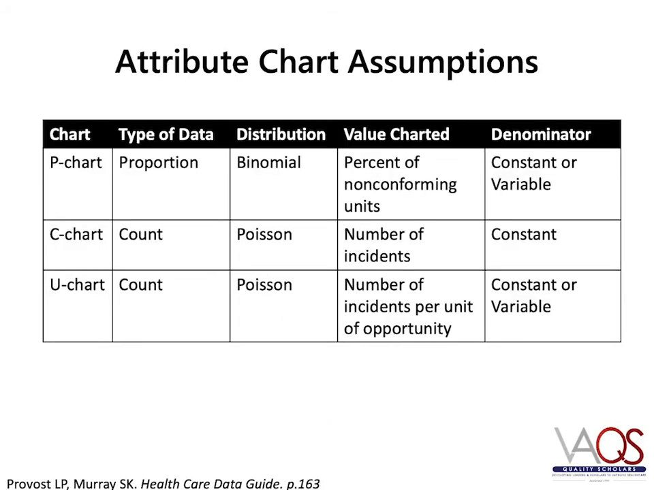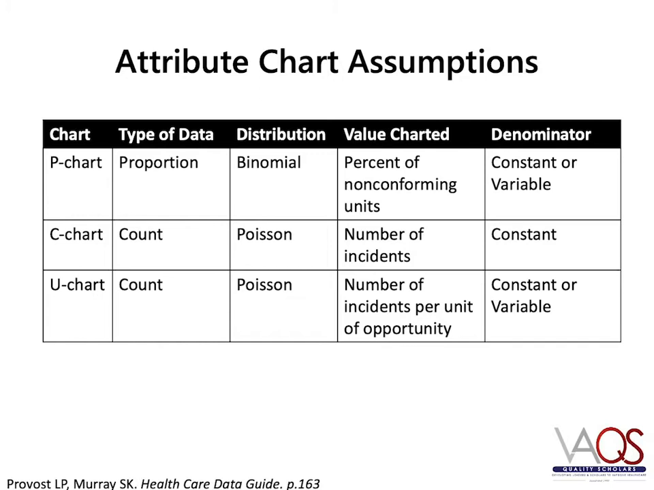This table provides a summary of the differences between the P chart, C chart, and U chart. The P-chart is used for proportions or percentages with binomial data. One of the key features of the P-chart is that the numerator cannot be greater than the denominator. Because the control limits for the P-charts are calculated point by point, the denominator of the proportion can be the same for each data point or different for each data point.